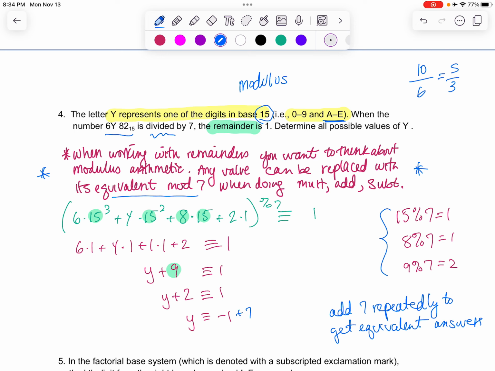So if I were to add 7, that would give me 6. If I were to add 7 again, that would give me 13. And when you're trying to figure out what exactly is 13, if we think about it, A is 10, B is 11, C is 12, so D is 13. So my answers here for Y are 6 and D.